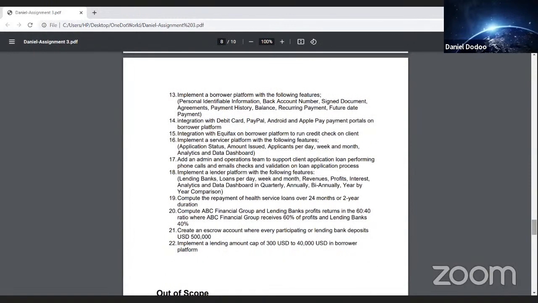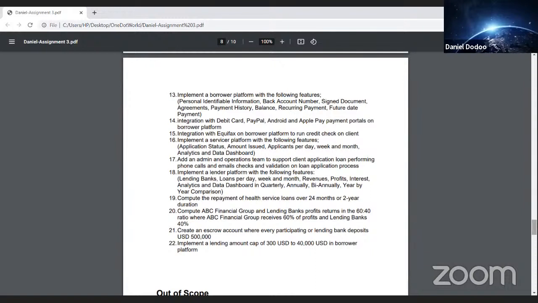So we are to implement the following on the borrower's platform as well. The borrower's platform comes with the following features: personal identifiable information, the bank account number, the signed document, the payment history, balance, recurring payment, future payments. All this information is captured in the borrower's platform.